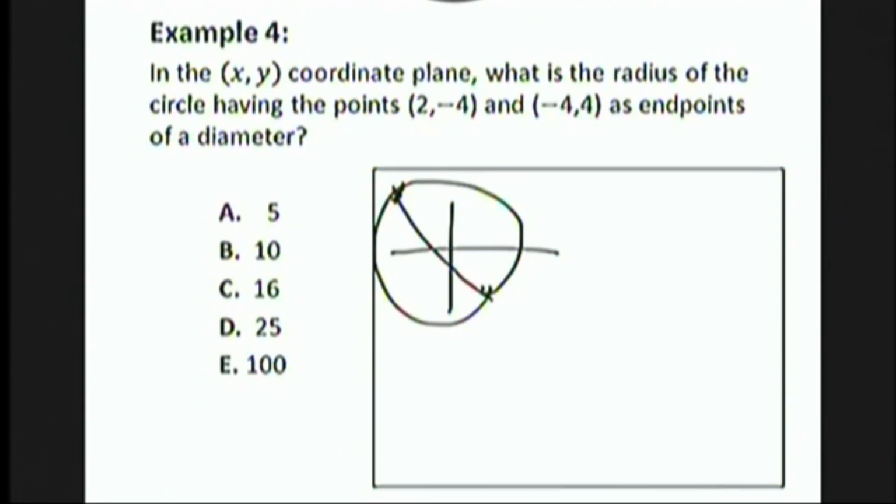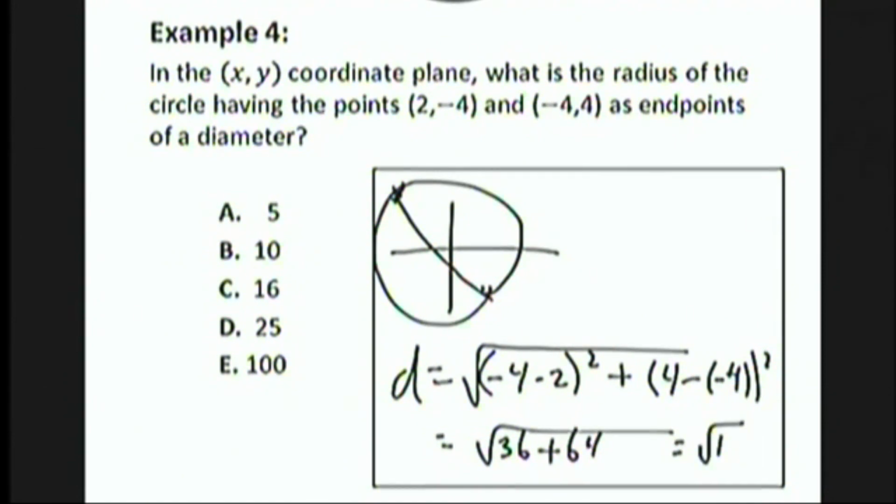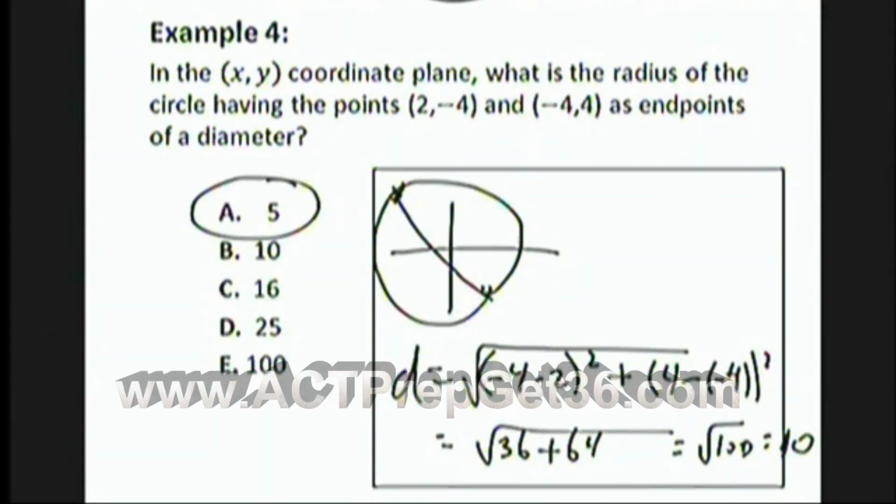Let's start by computing the distance between those 2 points to get the diameter of the circle. We'll use the distance formula. So we have d equals the square root of (-4 minus 2) squared, we subtract the x coordinates, plus (4 minus -4) squared, subtracting the y coordinates. That's the square root of 36 plus 64, which is the square root of 100, or 10. So the diameter of the circle is 10, and the radius is half the diameter, so the answer is 5, choice A.